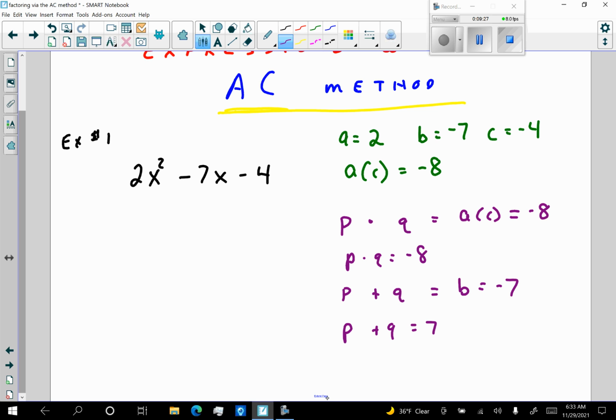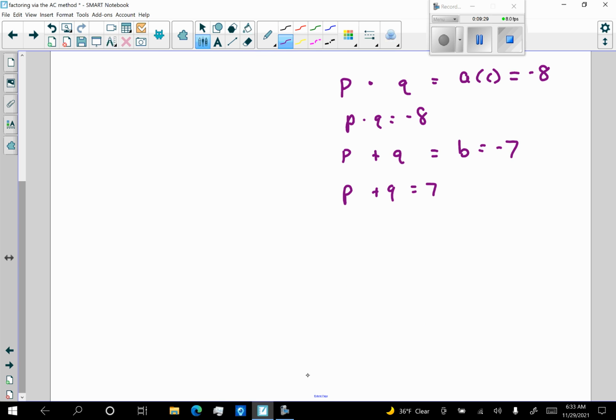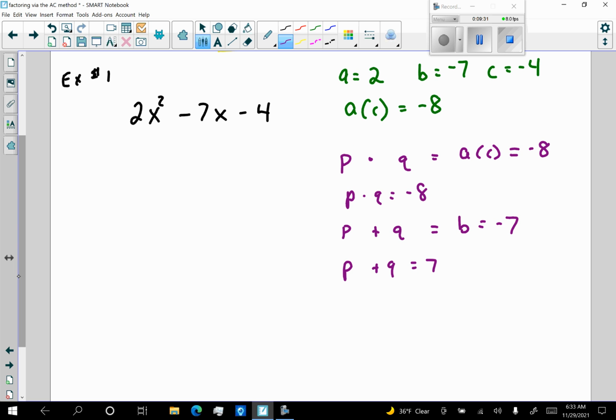Now is the guessing and checking. Now we have to think about two numbers that multiply together to negative 8 and add up to negative 7. Made a little typo there. Oh, already got them. You got them? Billy? Jose? Maria? Yes, you're right, Maria.